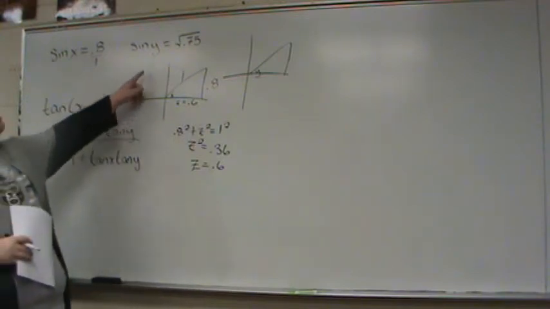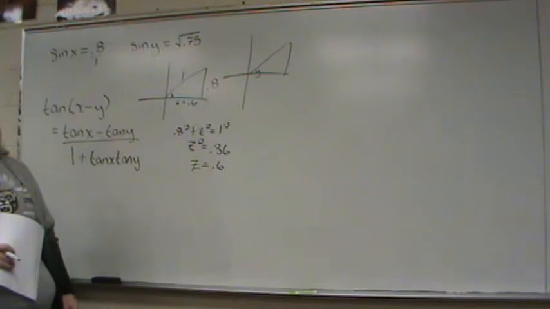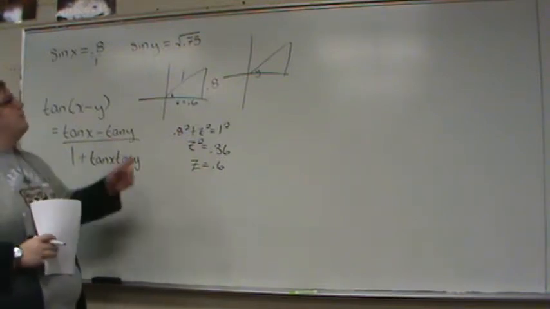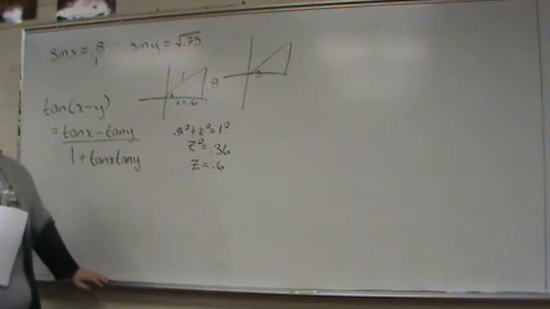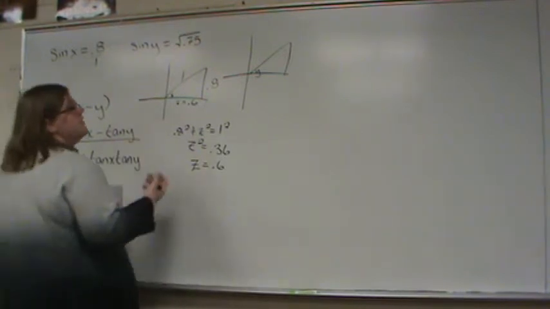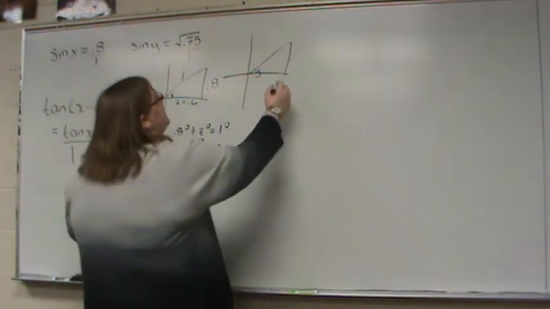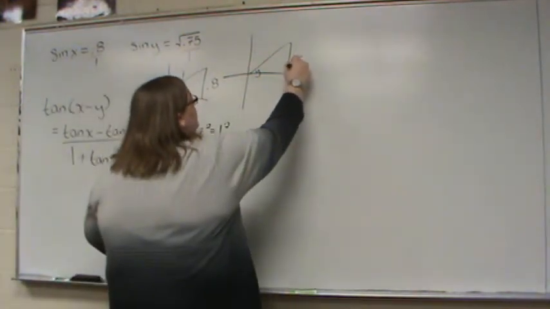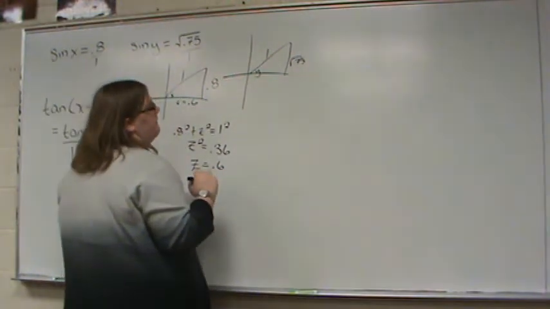So how about our angle y? What can we do if we know that sine y equals root 0.75? Put it over an imaginary 1. So we're going to do the same thing: put it over an imaginary 1 and label our triangle. Our opposite is root 0.75, and our hypotenuse is 1 again.